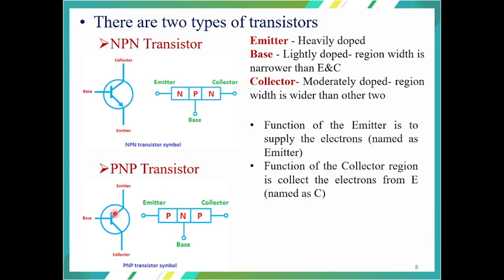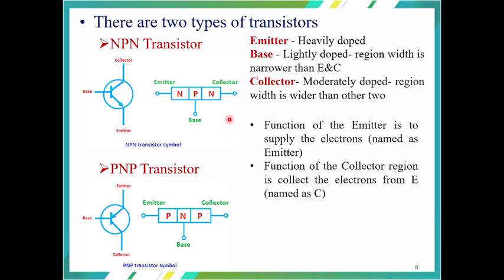It has three terminals as in the NPN transistor, namely the emitter, base, and collector. Here also, we are adding another P layer. In the case of the NPN transistor, we add an N layer to the PN junction diode, whereas in the case of the PNP transistor, we add another P layer to the PN junction diode.